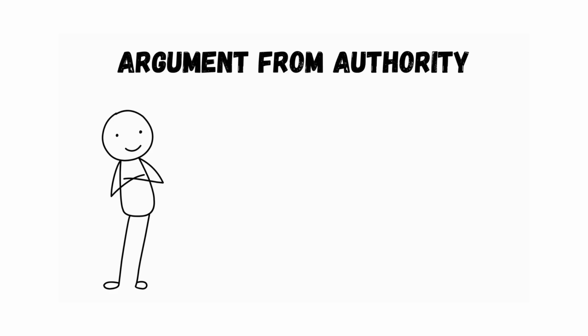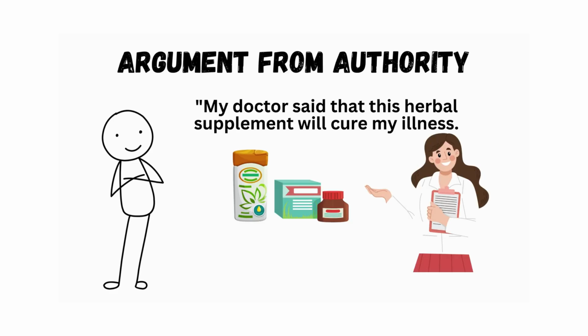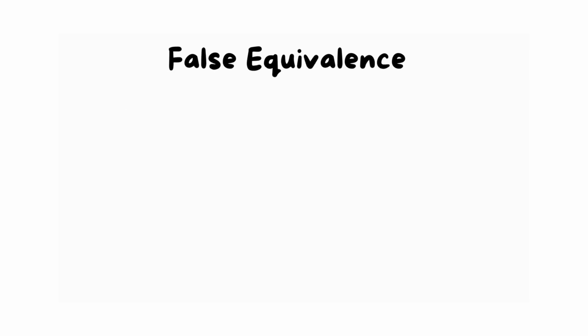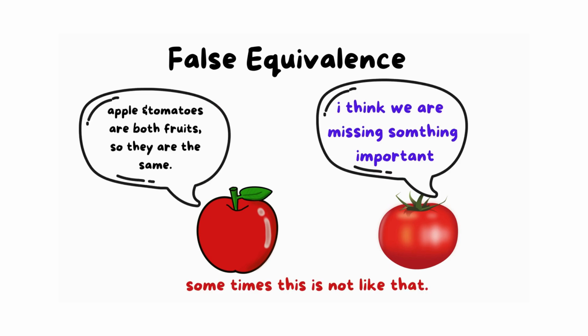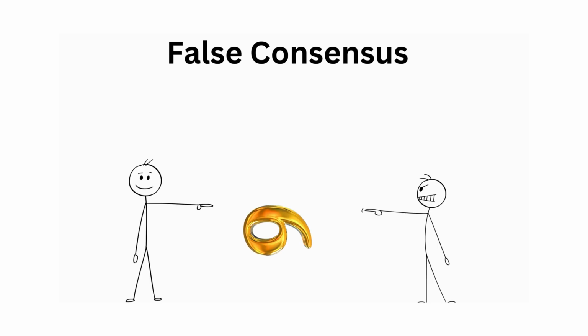Argument from authority. This occurs when someone argues that a claim is true because an authority figure or expert says it is. False equivalence. This happens when two situations are compared as if they are similar, when in fact they are not. False consensus. This occurs when someone assumes that their beliefs or opinions are more widely shared than they actually are.